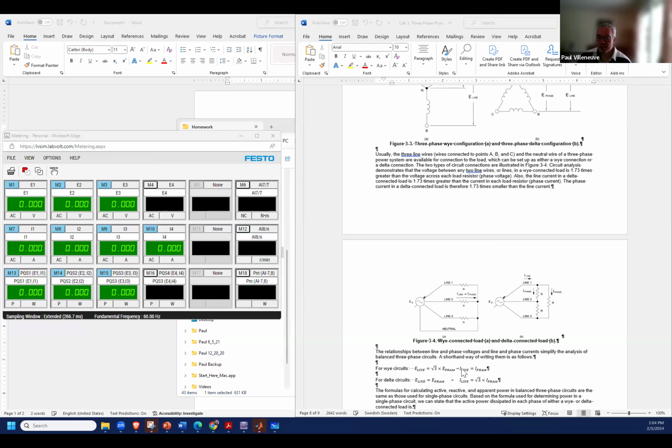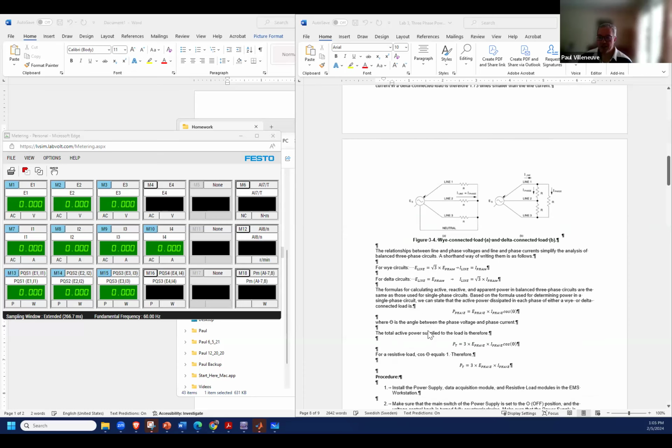So in Y-connected circuits, I line is I phase. And in delta connected circuits, you have a square root of 3 multiplier. In Y-connected circuits, my line voltage is square root of 3 times my phase voltage. And in delta connected circuits, they're the same. So it's important that we keep track of those throughout the lab, because you're going to be looking at a number of different circuits and being able to ascertain how to go ahead and compare and look at things.